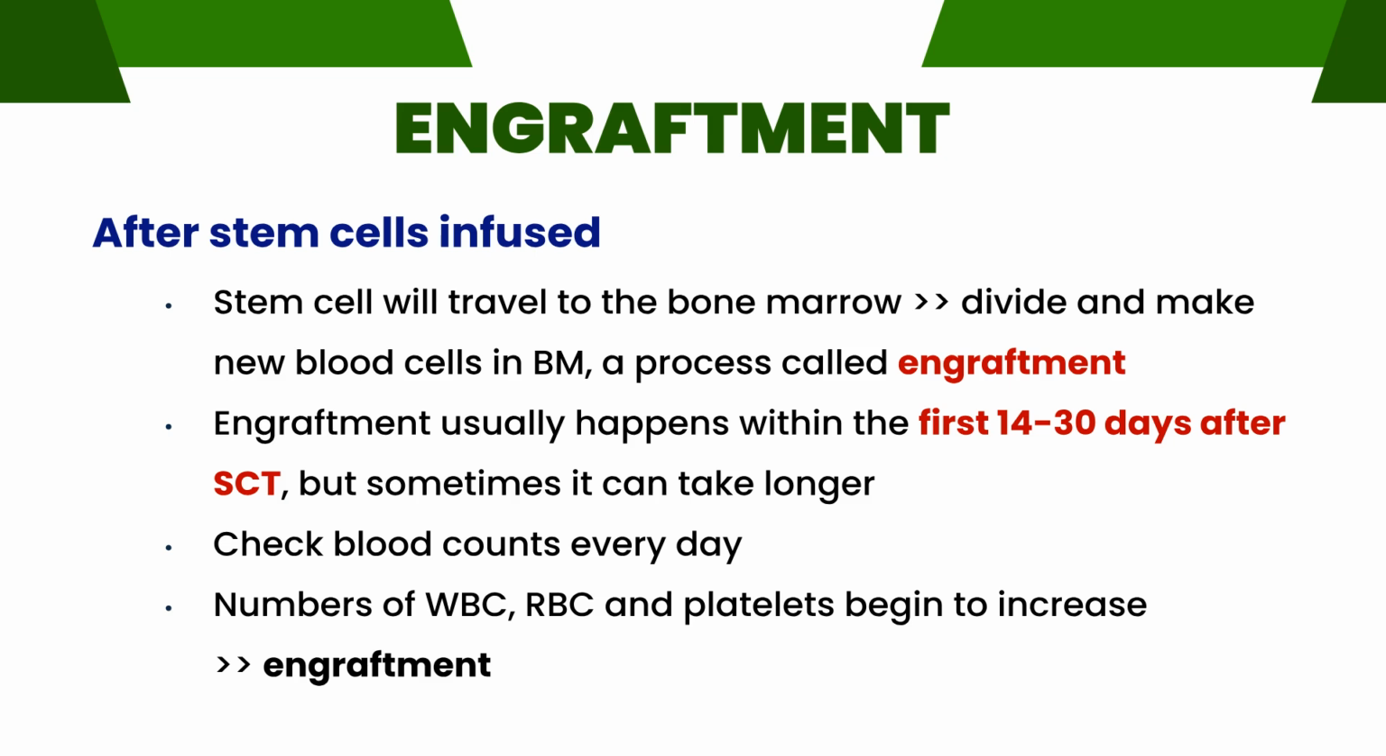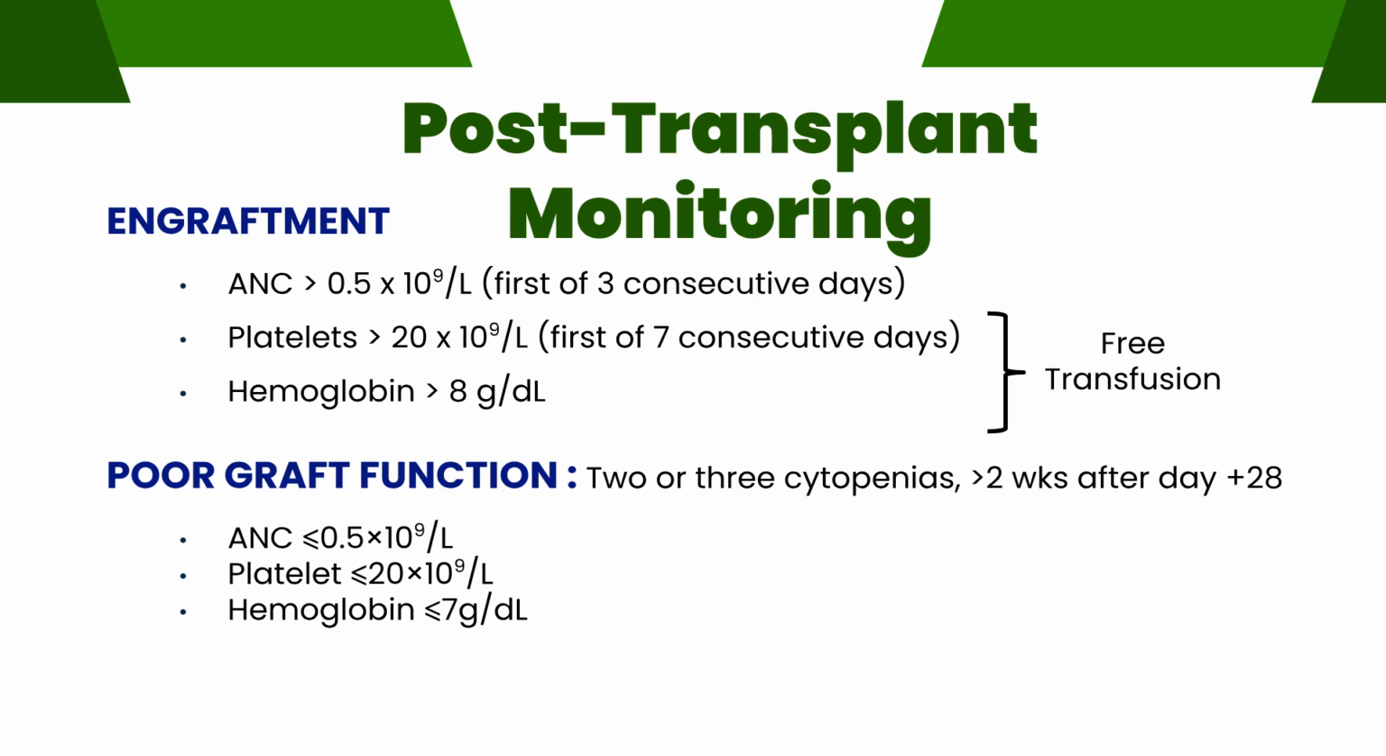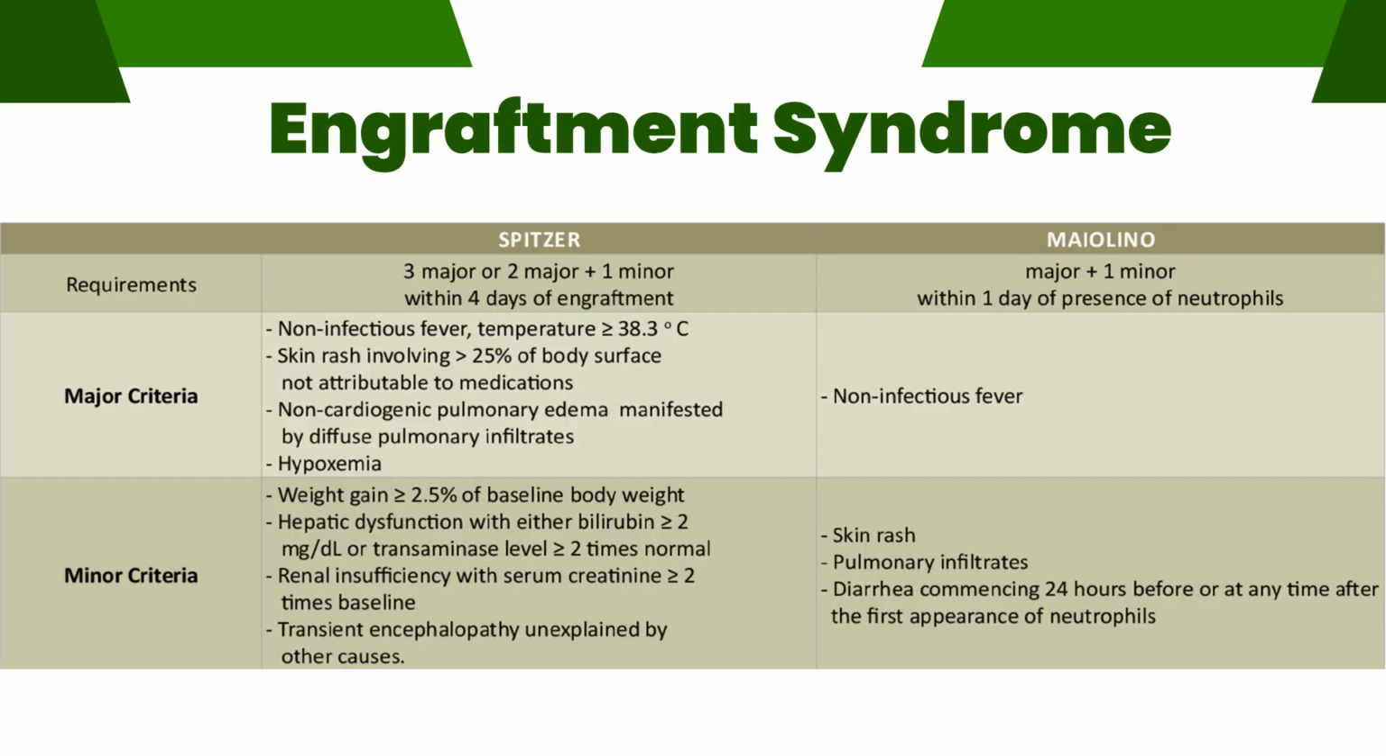Engraftment occurs when infused stem cells travel to the bone marrow and start making new blood cells. This process typically happens within 14 to 30 days post-SCT, indicated by rising blood cell counts. Successful engraftment is defined by specific blood count criteria for ANC, platelets, and hemoglobin. Poor graft function is characterized by persistent cytopenias after day 28. Engraftment syndrome is a condition that can occur during the engraftment phase, which we will now review.